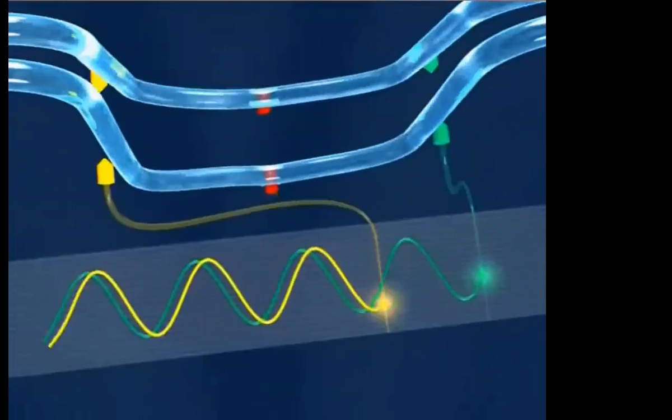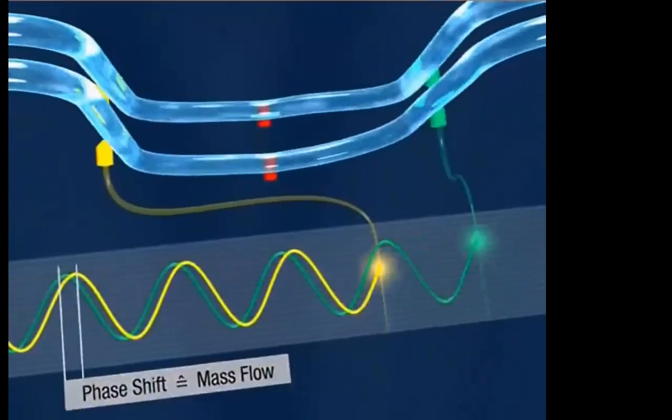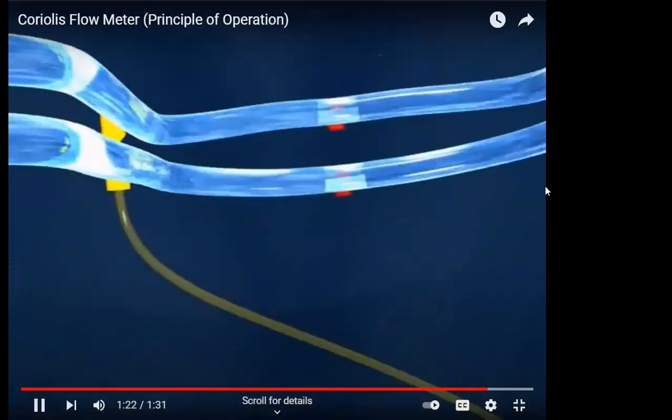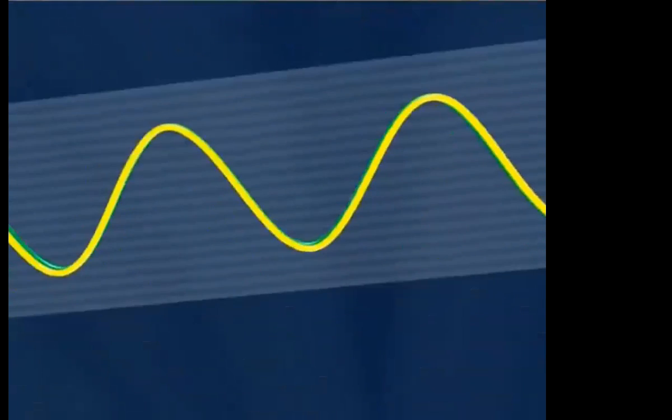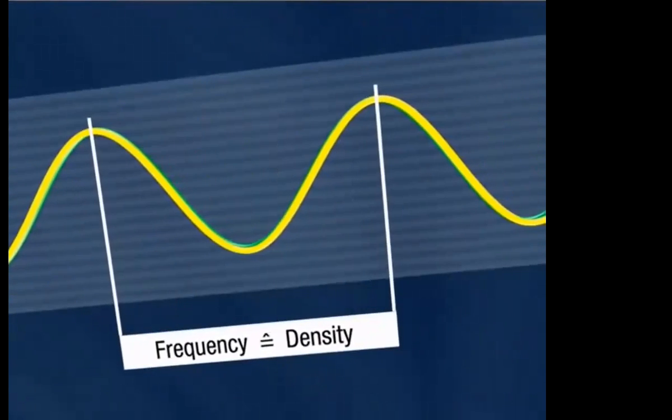A phase shift occurs between the first and the second sensor. The mass flow rate is derived from this phase difference. Should the density of the media further need to be determined, it is simply computed by evaluation of the oscillation frequency of the measuring tubes.